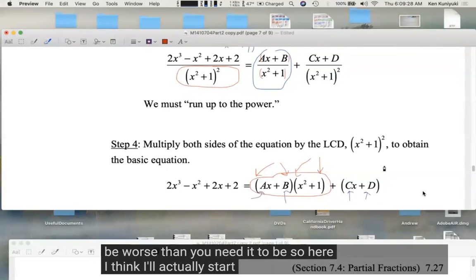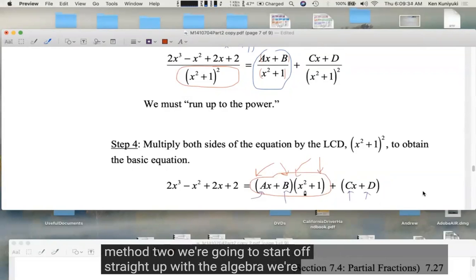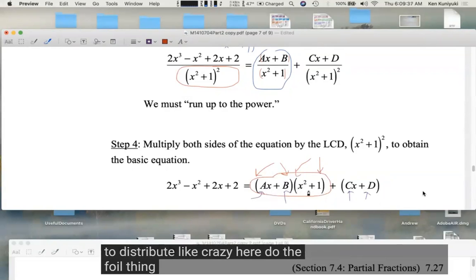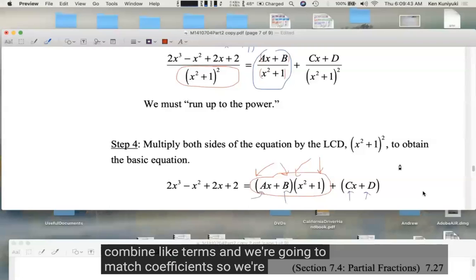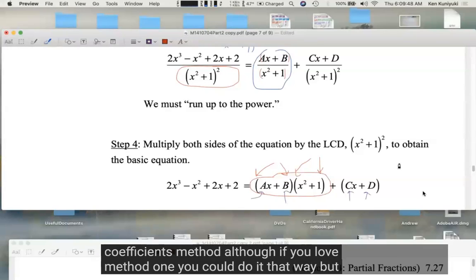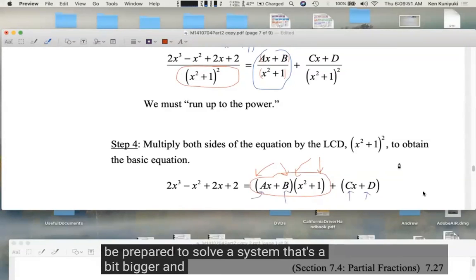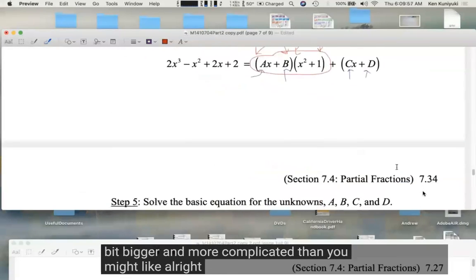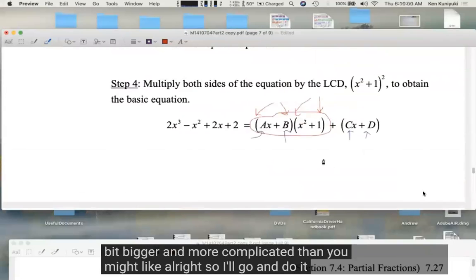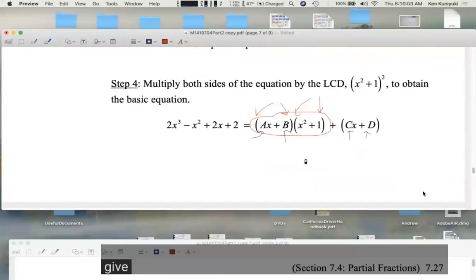So here, I think I'll actually start with method 2. We're going to go all the way with method 2. We're going to start off straight up with the algebra. We're going to distribute like crazy here, do the FOIL thing, right? And we're going to combine like terms. And we're going to match coefficients. So we're going to start with method 2, the matching coefficients method. Although if you love method 1, you could do it that way, but be prepared to solve a system that's a bit bigger and more complicated than you might like. All right. So, go ahead and do it. Give you 20 seconds. FOIL this thing out.